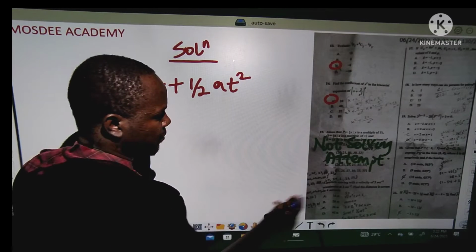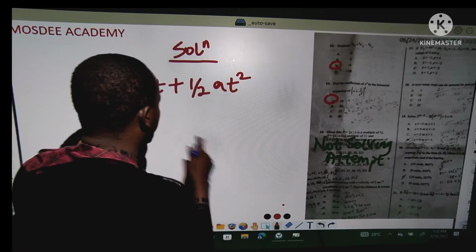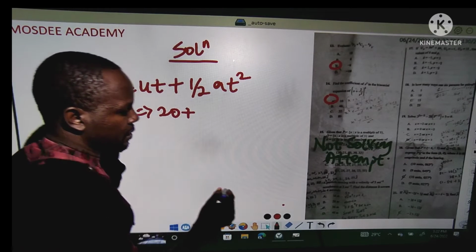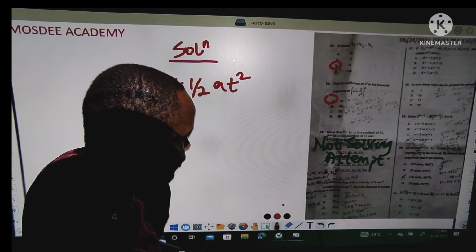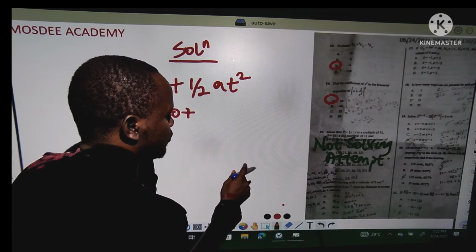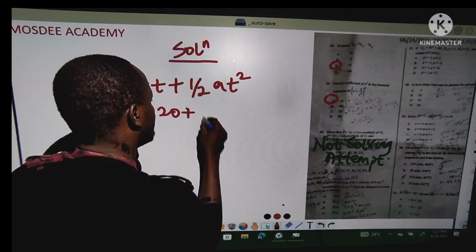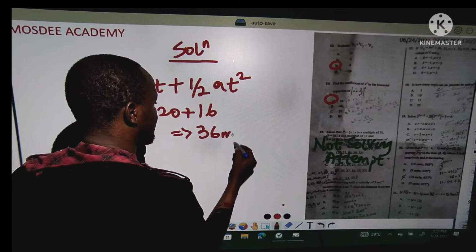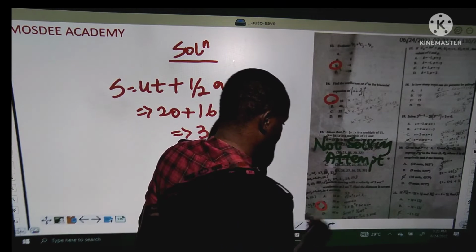So we substitute. Initial velocity is 5. The time is 4. 5 times 4 is 20. So 20 plus half a times t squared. The acceleration is given as 2. t squared, 4 squared, 16. 16 times 2, 32. 32 divided by 2. So just say 20 plus 16. 20 plus 16 is nothing but 36 meters. And this is a direct question, which I believe everyone of you will get.